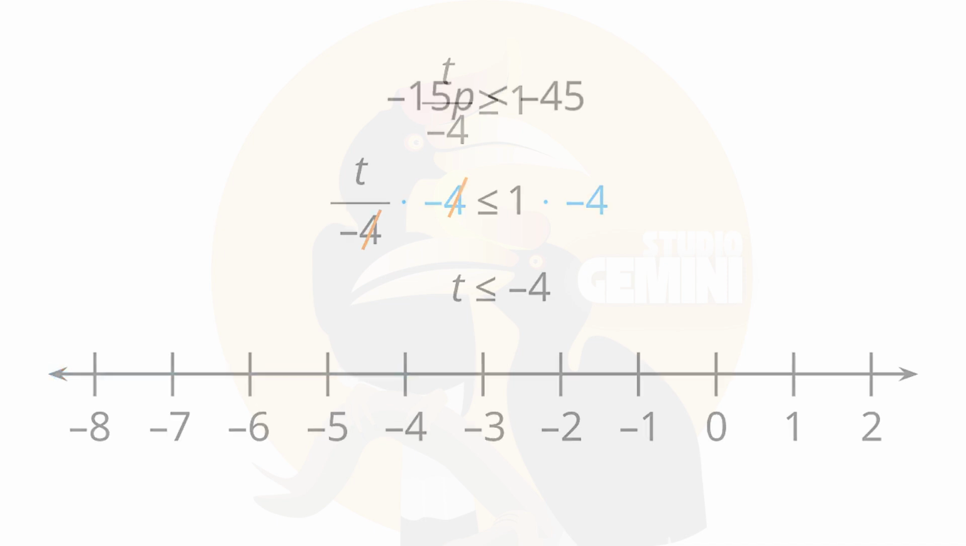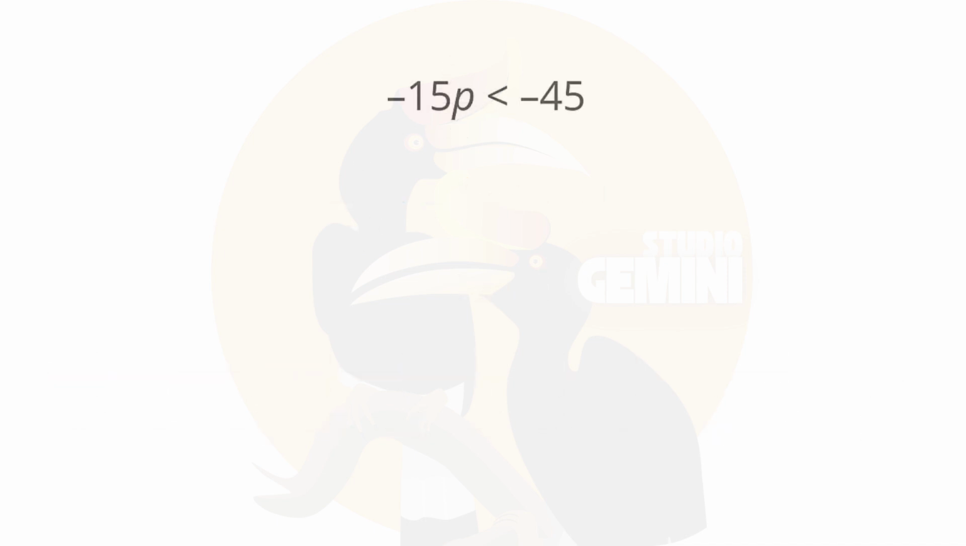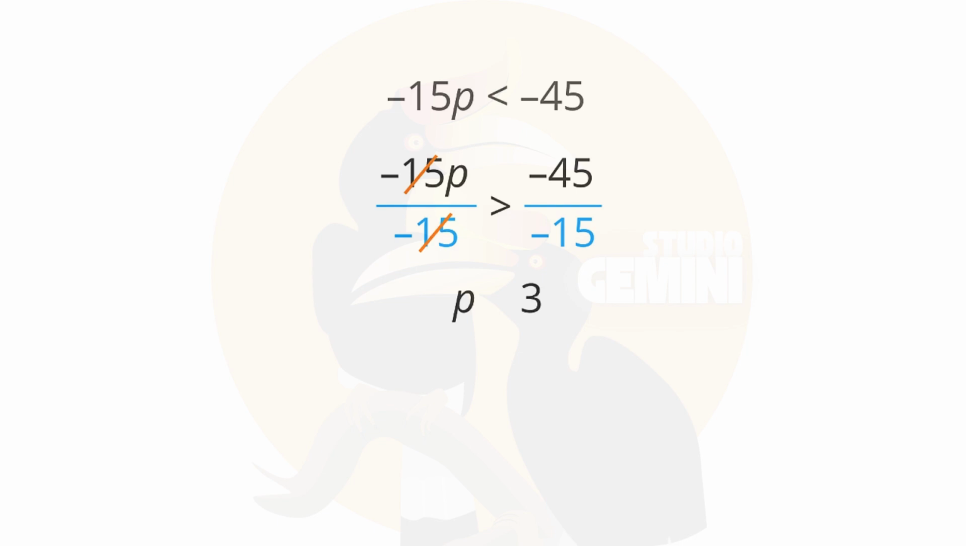Negative 15p is less than negative 45. We have p multiplied by negative 15, so we will need to divide both sides by negative 15. Do we need to reverse the inequality sign? Yes. We divided by a negative 15, so we must reverse the inequality sign. On the left side, the negative 15s will cancel and give us p, and on the right side, negative 45 divided by negative 15 is positive 3. We get p is greater than 3.